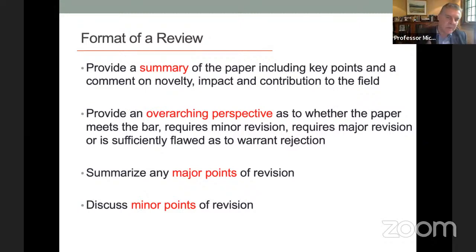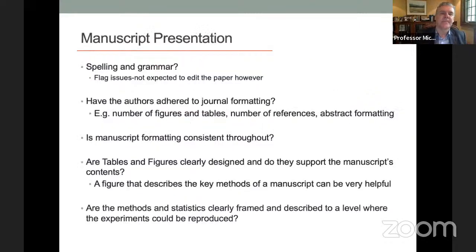You can put these in bullet format or numbered format, but this becomes very important because, as I'll subsequently discuss in this lecture, the author will rely on this in the response. And you should be objective and clear. You shouldn't make statements like you don't like this or you don't like that. It should be very objective and evidence-based. And then you should distinguish any major points of revision from minor points, which might be stylistic points or minor errors or corrections.